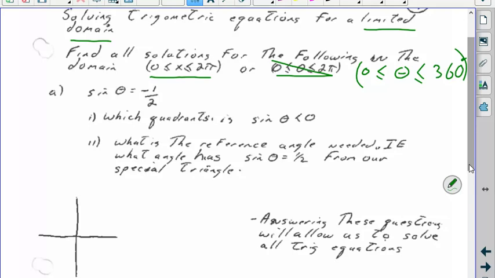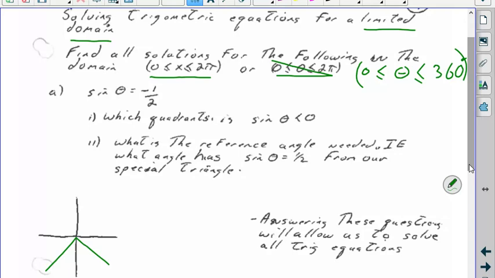My first thought, where is sine negative? Well, which two quadrants is sine negative? Down here. And I'm going to draw my two quadrants. I have two solutions for this. One in quadrant 3 and one in quadrant 4.